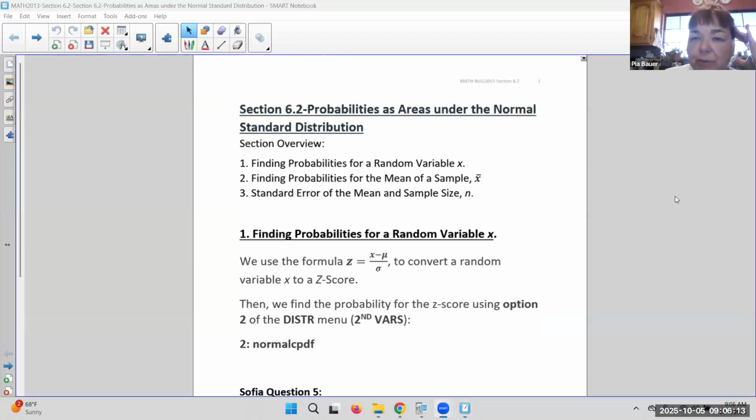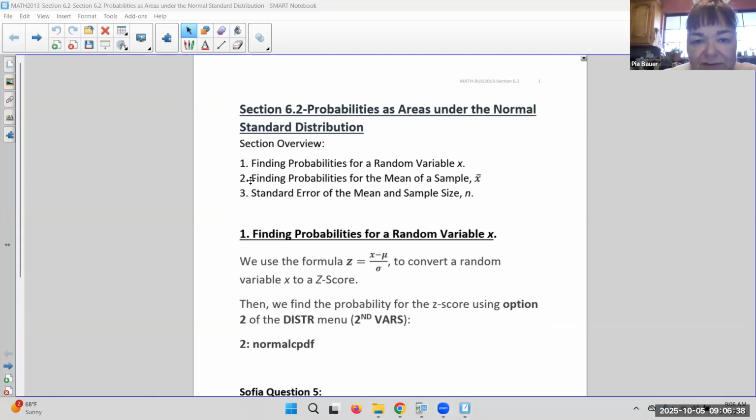Hello, in this video, we're finishing up section 6.2, and it's really all about word problems, but there are three types. Finding the probabilities for a random variable x. It could be the price of a car. It could be a cholesterol reading for a particular patient. It could take the form of a lot of different things.